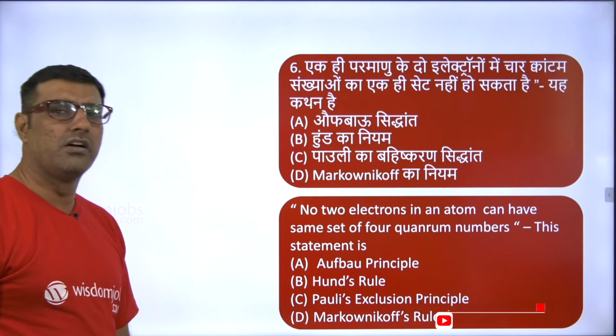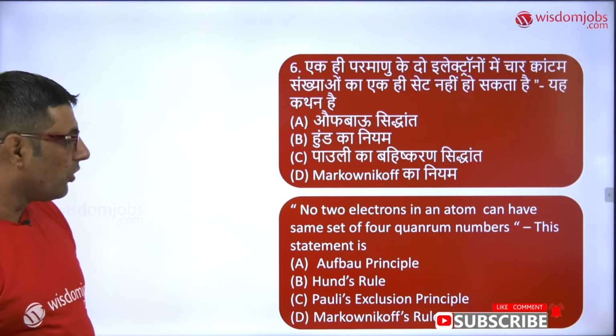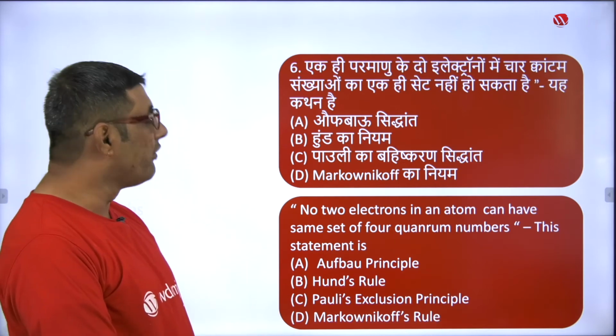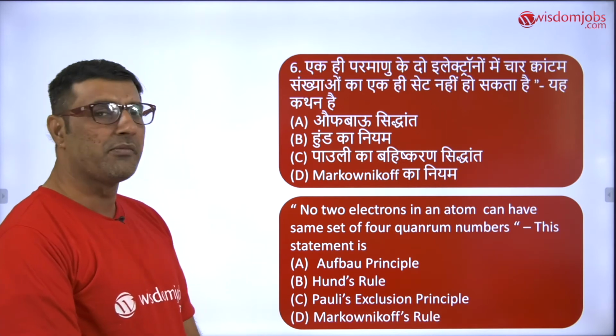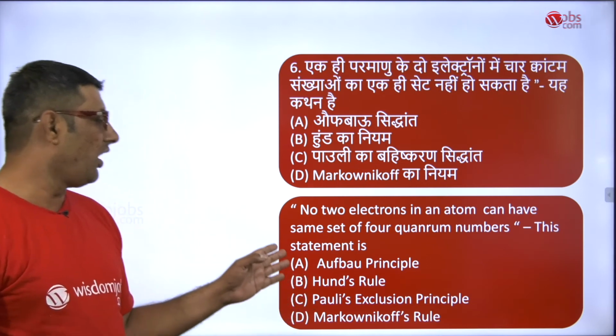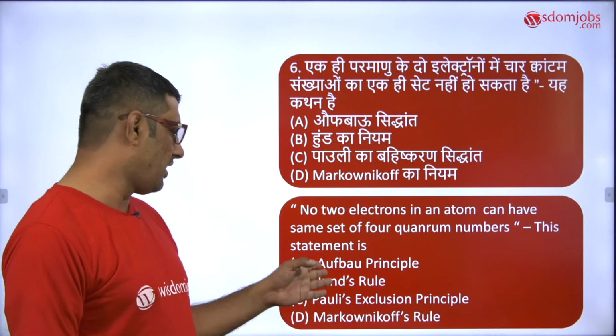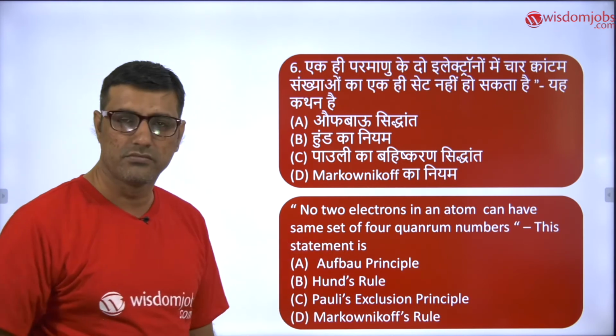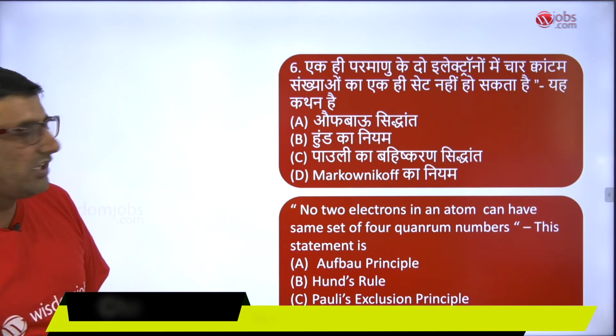Next, let me give you the question for this video. No 2 electrons in an atom can have same set of 4 quantum numbers. This statement is dash. Now he has given you 4 options: Aufbau principle, Hund's rule, Pauli's exclusion principle, and Markovnikov's rule. Now let me read out the same question in Hindi.